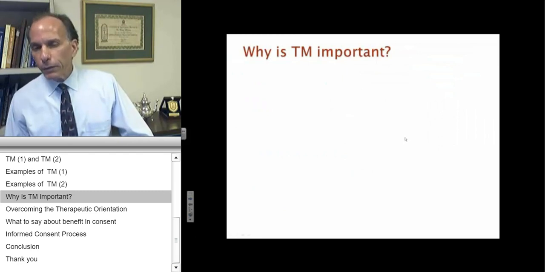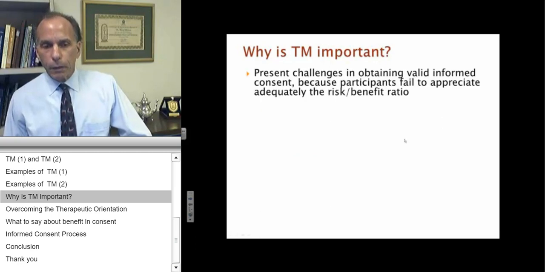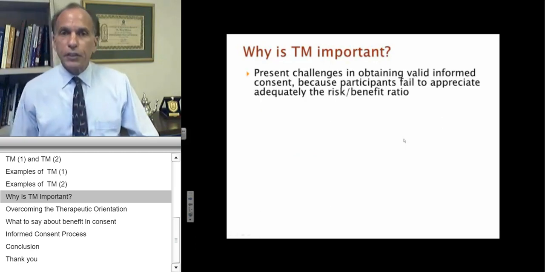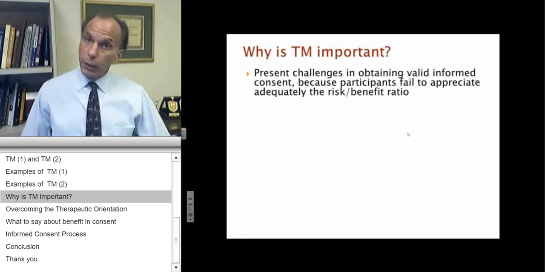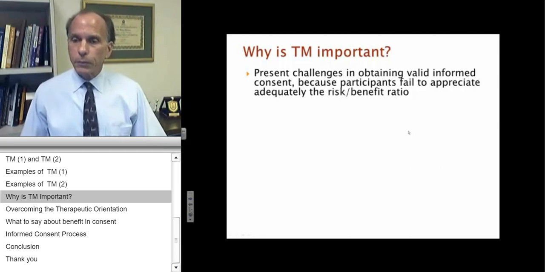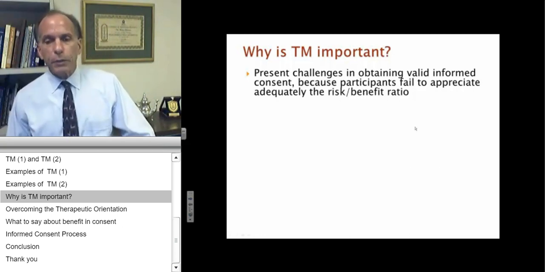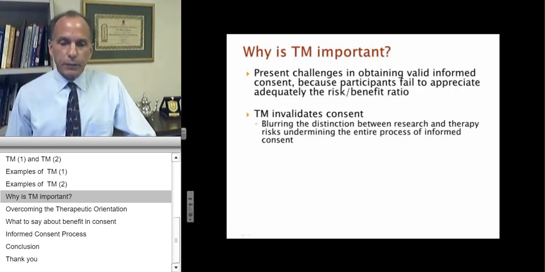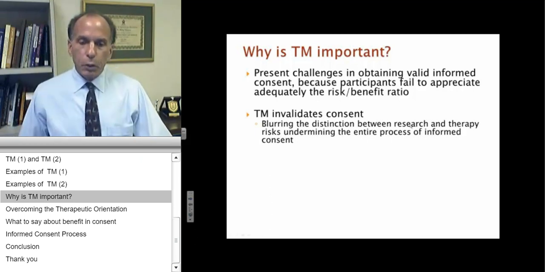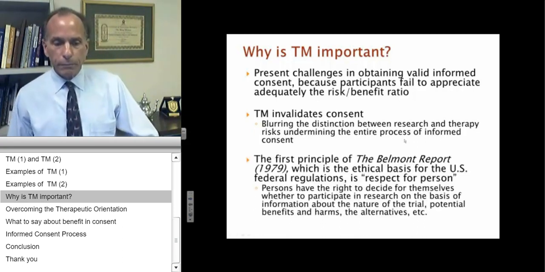So why is the presence of therapeutic misconception important? Well, essentially, its presence presents challenges in obtaining valid informed consent because participants, as we showed in the previous study, fail to appreciate adequately the risk-benefit ratio. And this failure to appreciate the risk-benefit ratio invalidates informed consent. The blurring of the distinction between research and therapy risks undermining the entire process of informed consent.